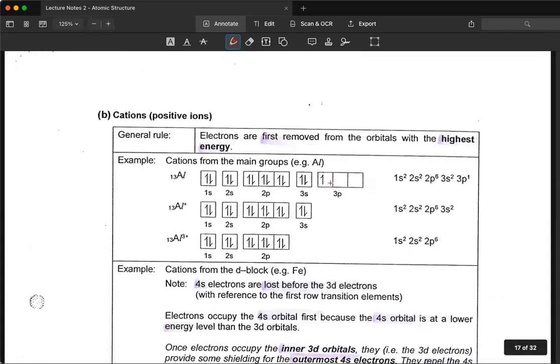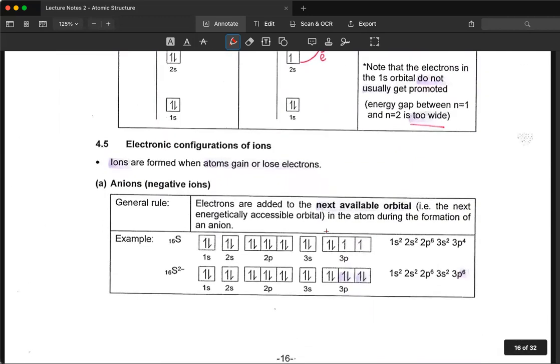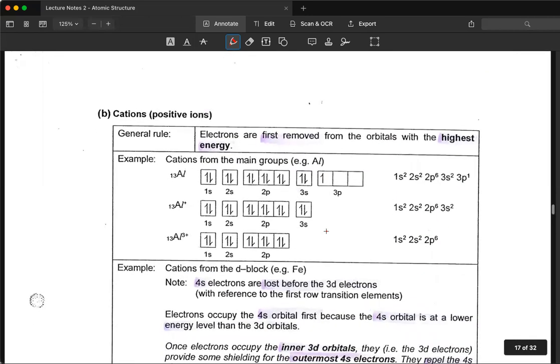As for cations, the electrons are removed from the orbitals with the highest energy. All right. So for example, we have aluminium. Aluminium, the highest orbitals will be 3s and 3p. So electrons are removed from 3p first, and then the next one will be 3s. So we go by this order.